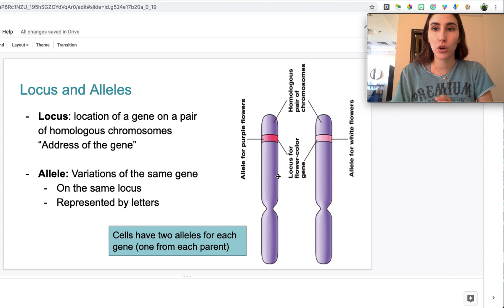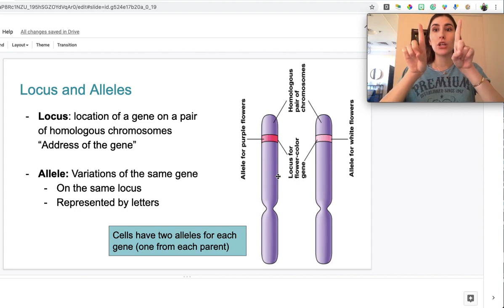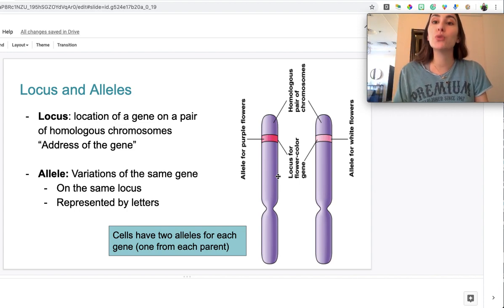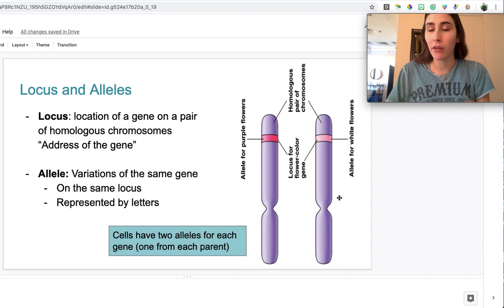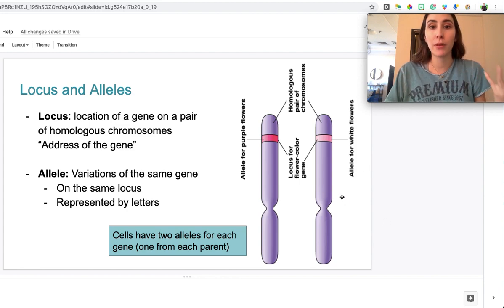Okay, homologous chromosomes are chromosomes that are not identical because they came from two different people, but they contain the same genes. So, for example, these are homologous chromosomes. This one might have come from mom. This one might have come from dad. You inherited one from each parent.